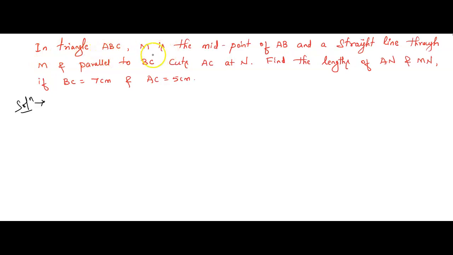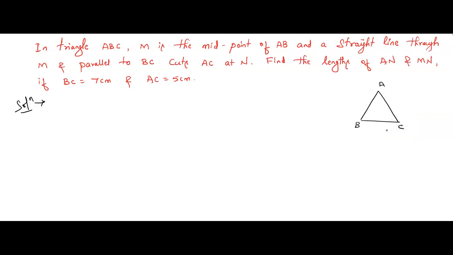In triangle ABC, M is the midpoint of AB and a straight line through M and parallel to BC cuts AC at N. Find the lengths of AN and MN if BC is equal to 7 centimeter and AC is equal to 5 centimeter. Children, one kind request for you all: before you solve any problem, please try to assume the diagram. So first, let me assume one triangle by naming it A, B, C.